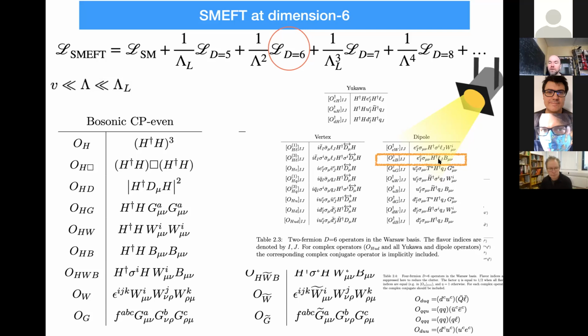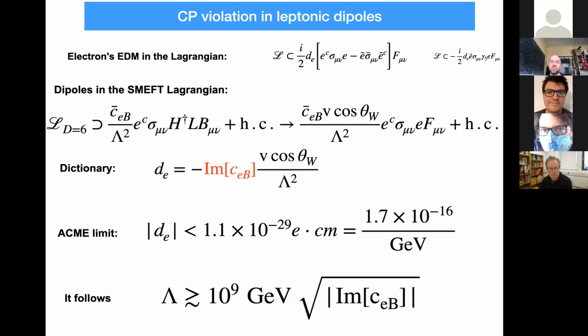Probably, as you know, these operators are very, very well constrained experimentally, especially for the lower generation. So let's just look at the electron EDM. If there is an experimental talk, there will be an explanation of what the electron's EDM is, with some little balls with arrows and so on. I don't care, I'm a theorist.